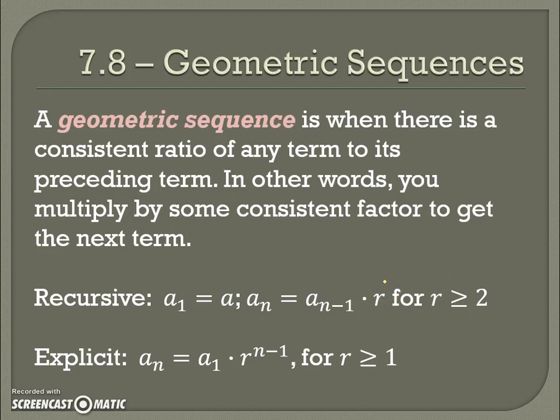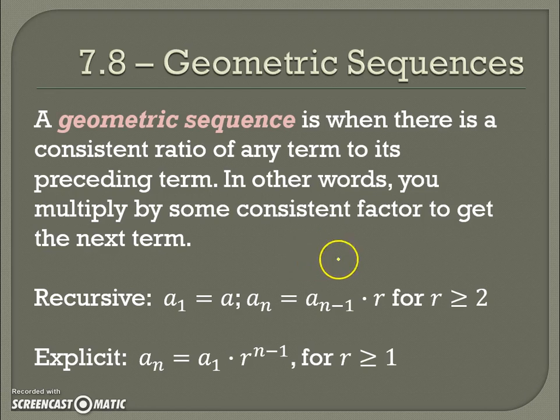Hey guys, we're going to be wrapping up Chapter 7 here with Section 8, talking about geometric sequences. So you want to pause and copy this whole thing down. It says a geometric sequence is when there is a consistent ratio of any term to its preceding term. In other words, you multiply by some consistent factor to get the next term.